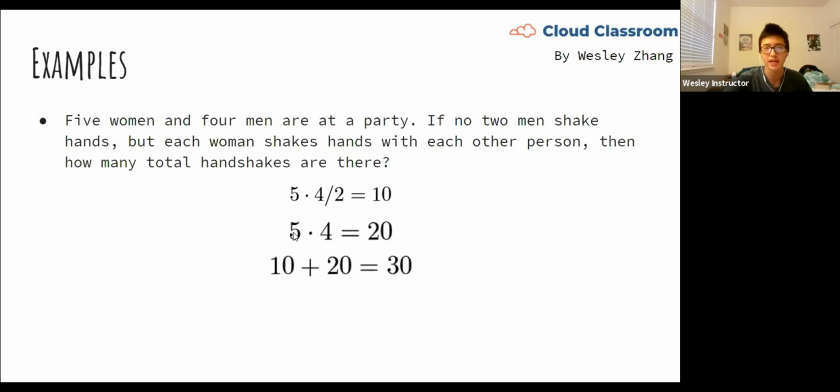Okay. So say each woman shakes hands. There are 5 women. Each woman shakes hands with 4 other men. So that's a total of 20 handshakes possible.